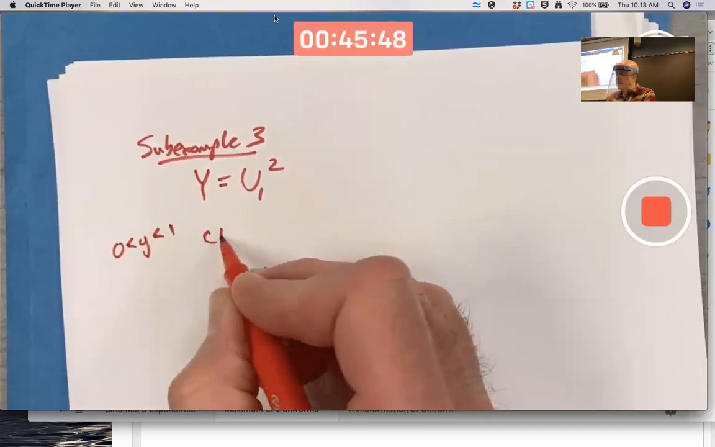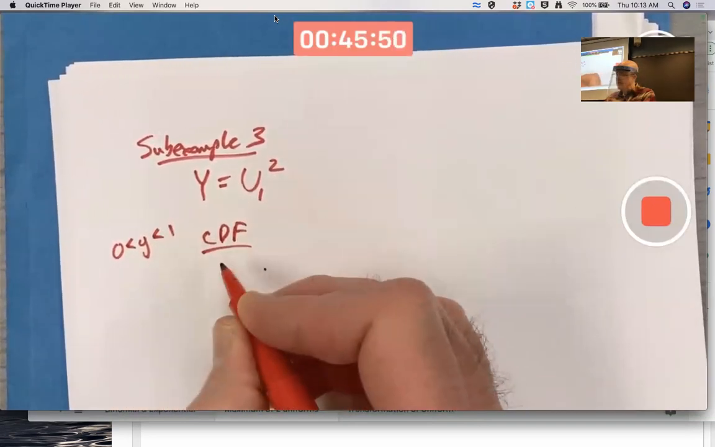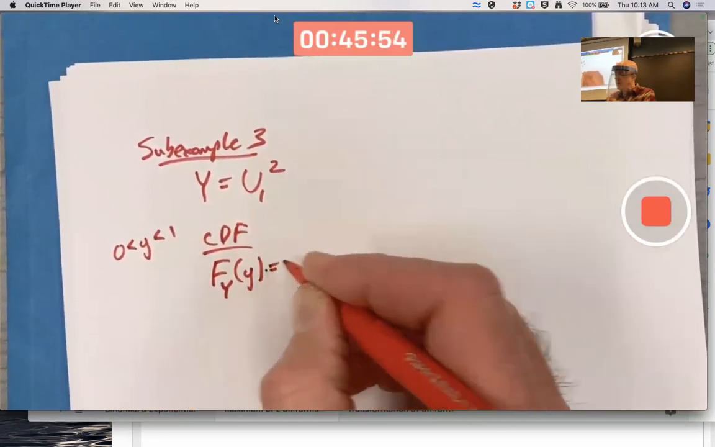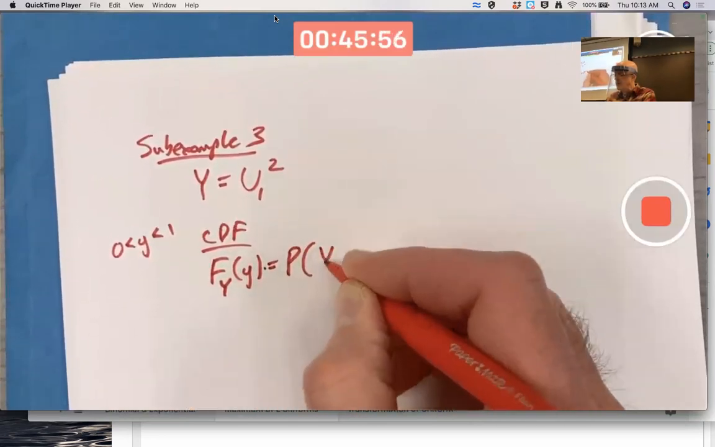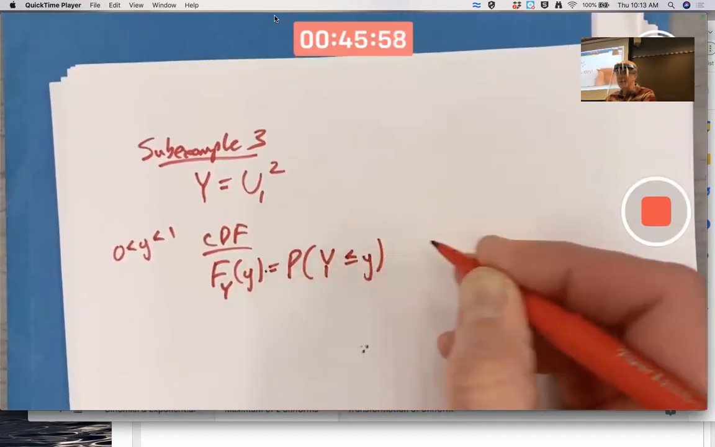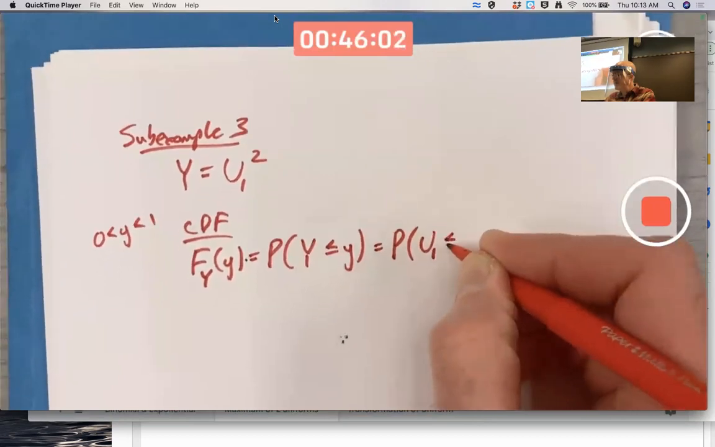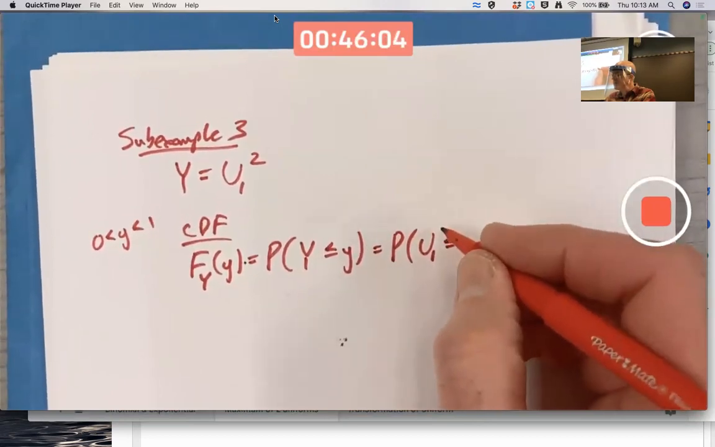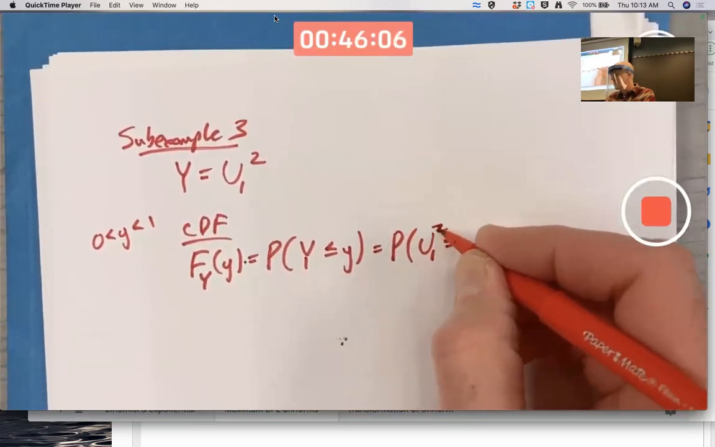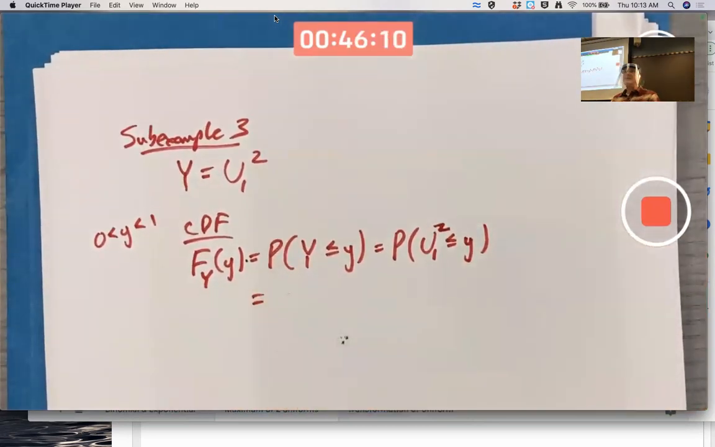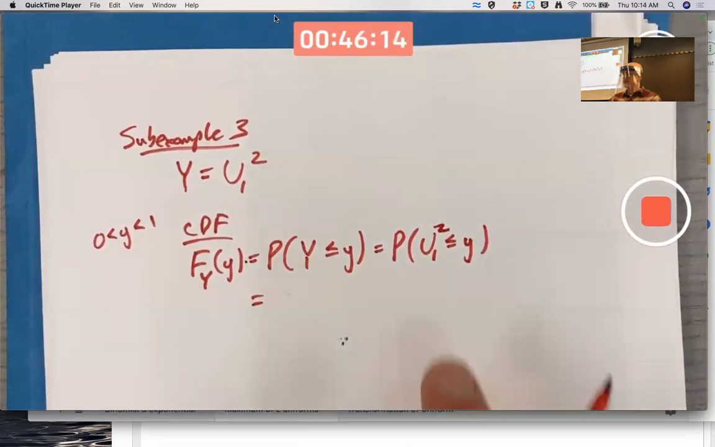Look at the CDF. Capital F sub Y of little y, by definition, is the probability that capital Y is less than or equal to little y. Now go ahead and replace capital Y with U1 squared. I hope it's becoming familiar enough by now that you realize you should take the square root of both sides of this inequality.